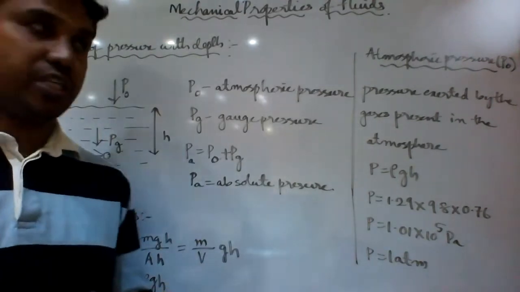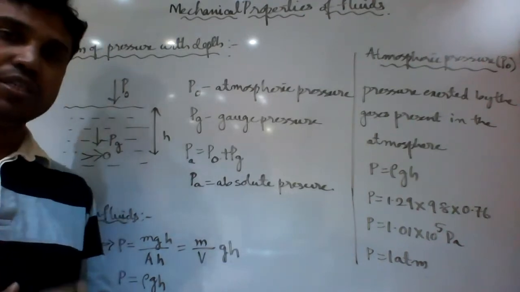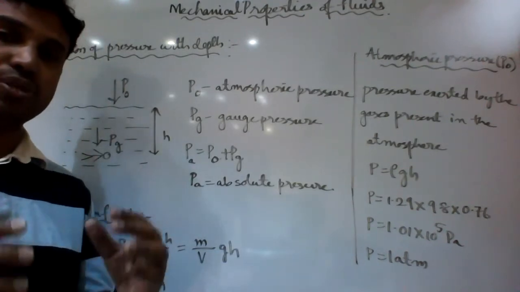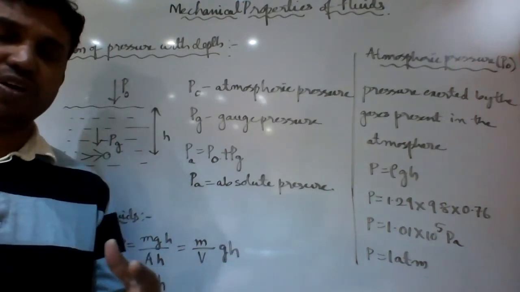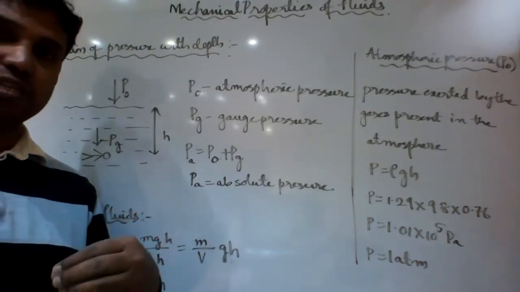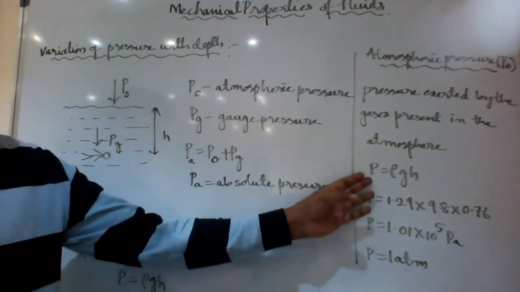Atmospheric pressure means pressure exerted by the gases present in the atmosphere. There are so many gases present in the atmosphere. These gases are exerting pressure on the surface of the earth, on you, on me, everywhere. How much is that value? We can find out. P is equal to rho gh.